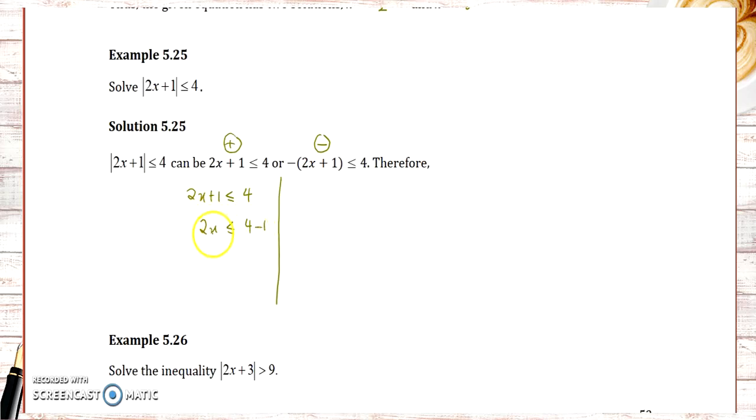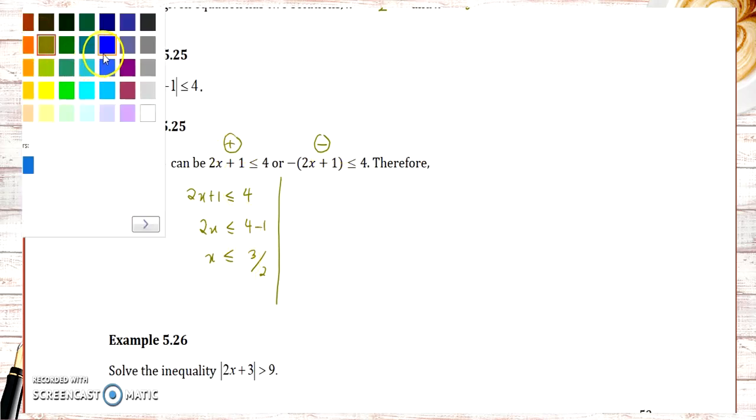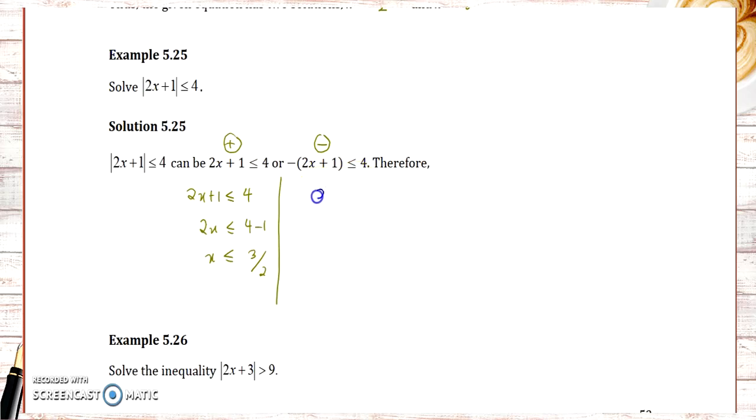Divide both sides by 2, gives us x less than 3 over 2. This is the solution that we obtain from the positive equation. Now, for the negative equation, we have 2x plus 1 times negative less than or equal to 4. Now, we eliminate the negative from the left hand side. To do this, we need to divide both sides by negative and reverse the sign.